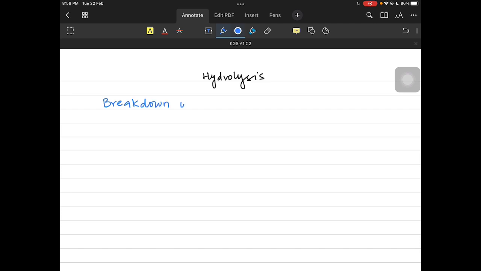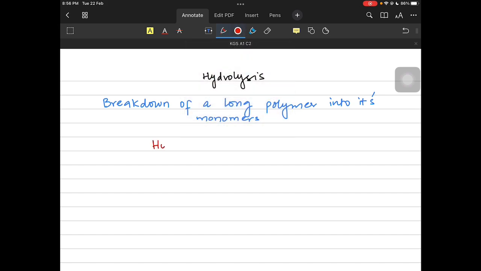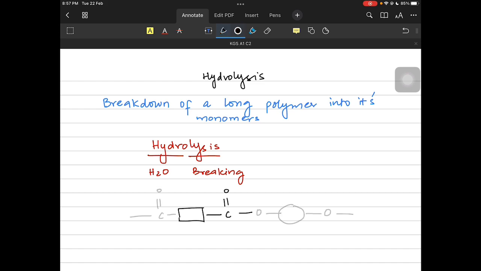You know, hydrolysis is the opposite of polymerization. So it's the breakdown of a long polymer into its monomers. It is the opposite of polymerization. Here, it's a breakdown of a long polymer into its monomers. You're breaking it down. For example, the word hydrolysis is a combination of hydro, which means water, and lysis, which means break down. So over here, every time you will have your polymer with whatever linkages.